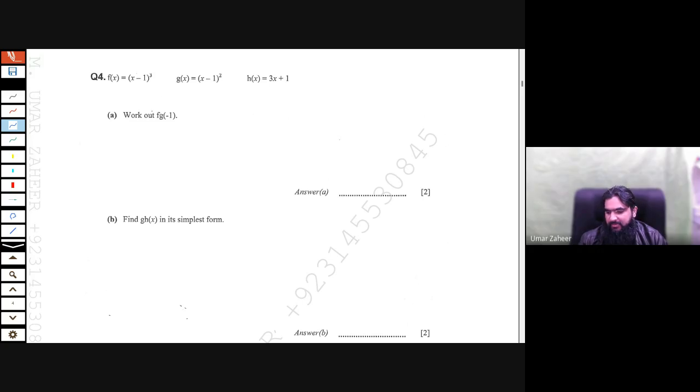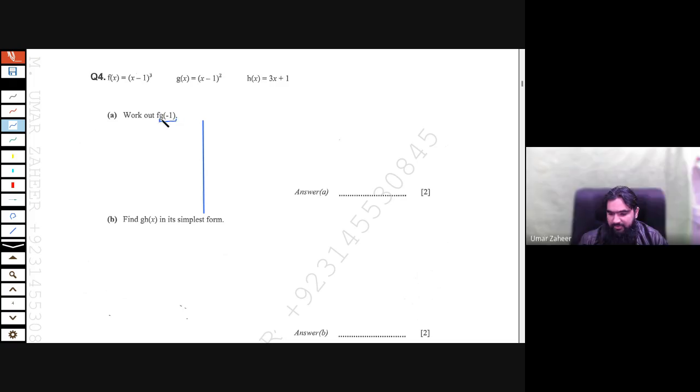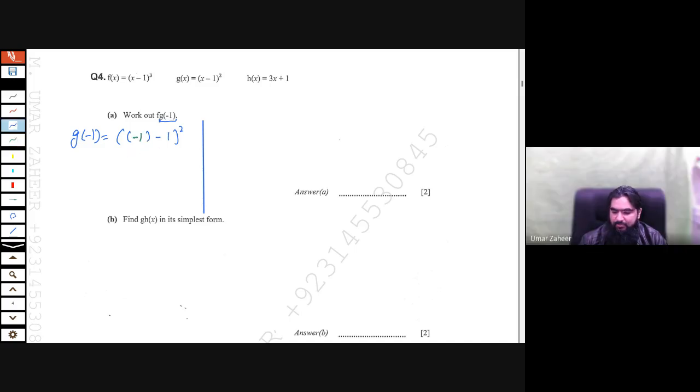Yes, we have the question number 4. f of x is given, g of x and h of x. Work out f into g of minus 1. What is the first step? First of all, we need to find g of minus 1. So g is x minus 1 whole square. What I had to substitute at the place of x? Minus 1. Minus 1 minus 1 is minus 2. And minus 2 square will be 4.